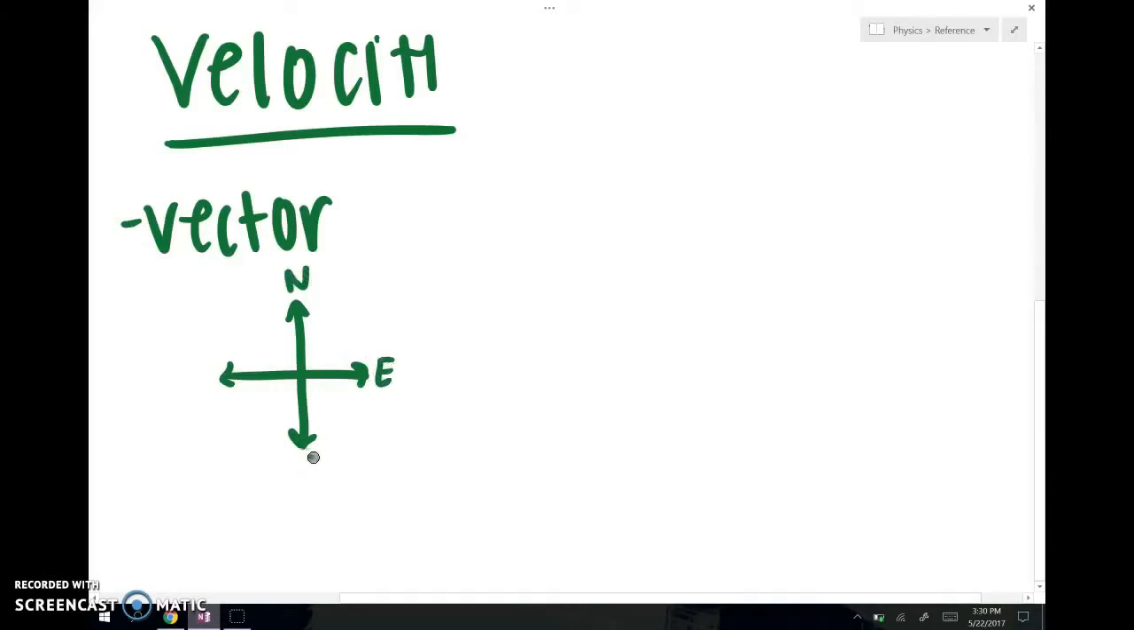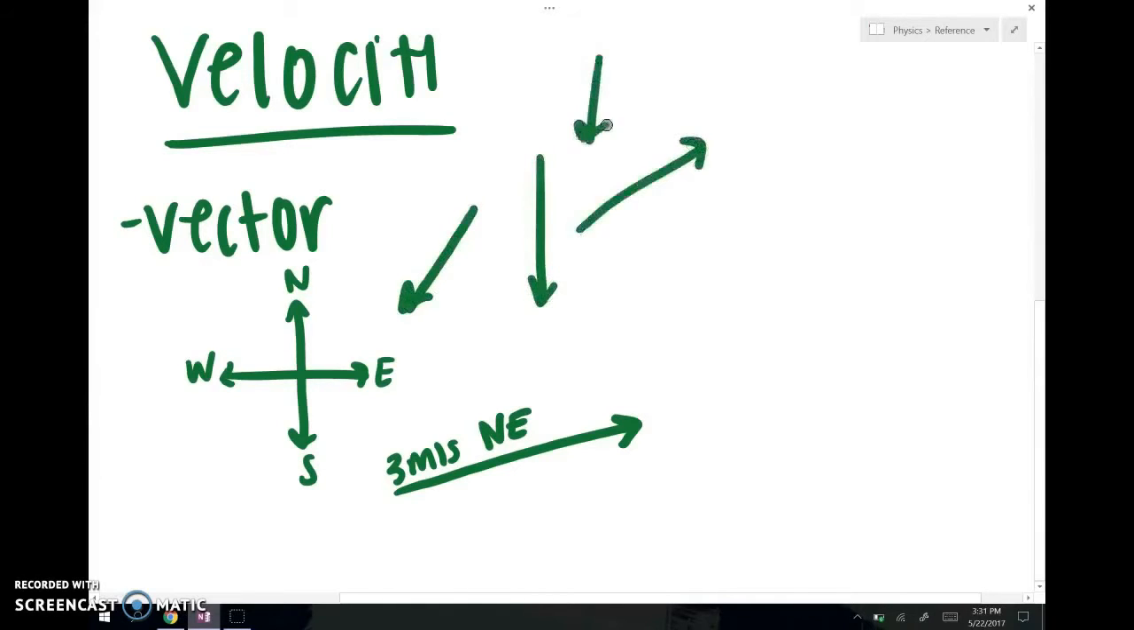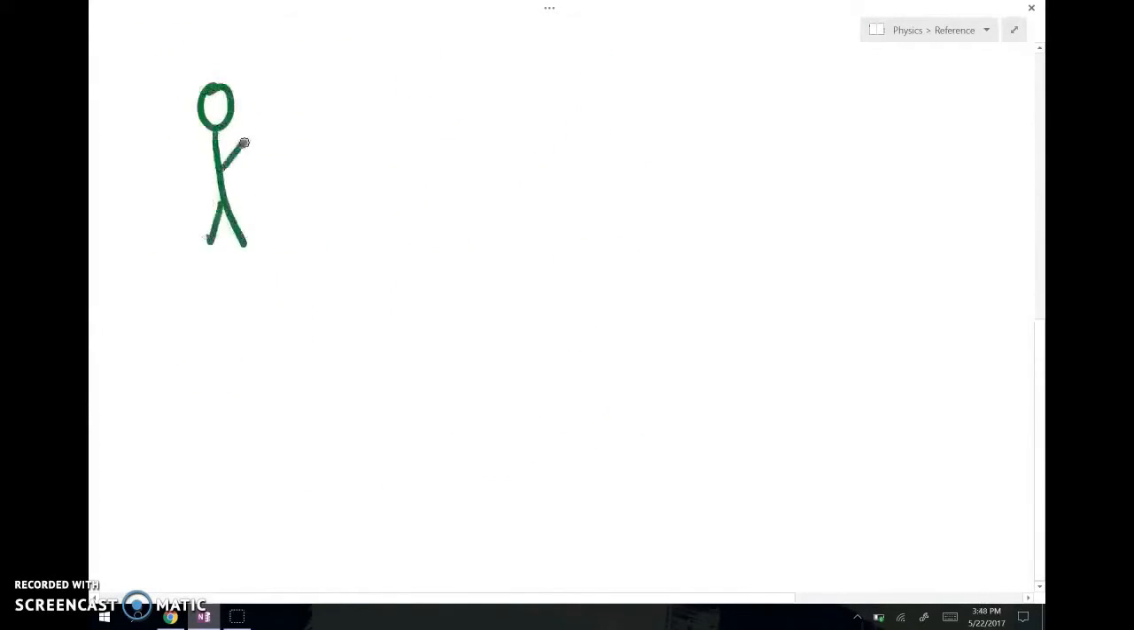Velocity. Velocity is a vector quantity, which means that it has both magnitude and direction, like north, east, south, and west. So instead of just putting the value plus the units, you would add a direction onto the end, like north, east, south, west, and so on.